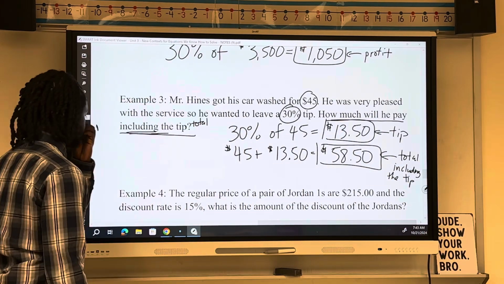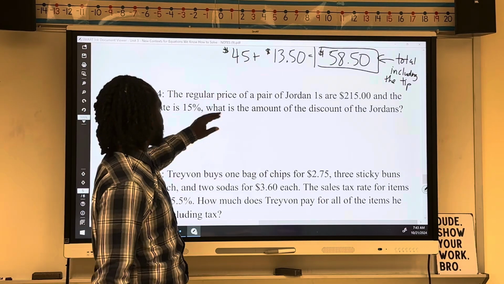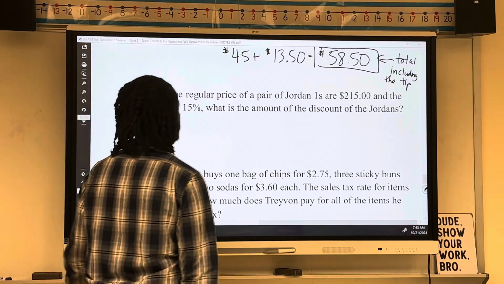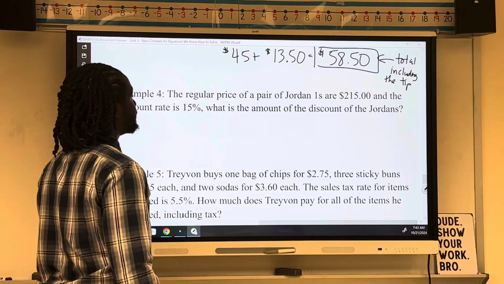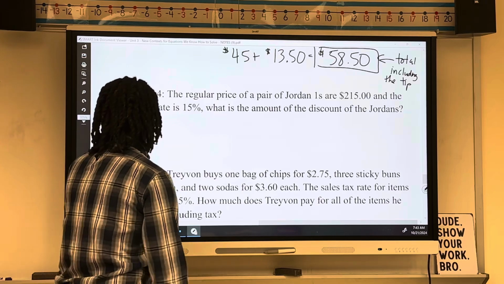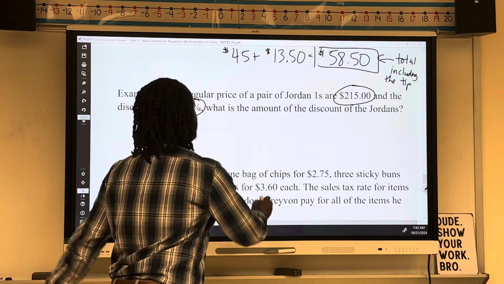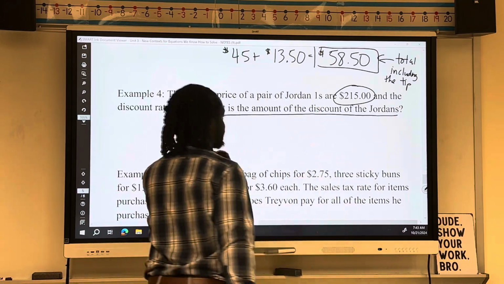All right, moving on. Hope you've paused it. Hope you've tried to do this on your own. Moving on. The regular price of a pair of Jordan 1s is $215, and the discount rate is 15%. What is the amount of the discount of the Jordans?